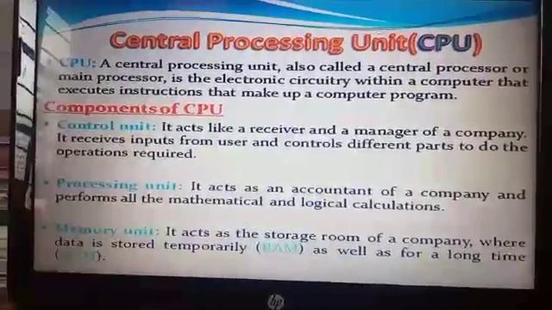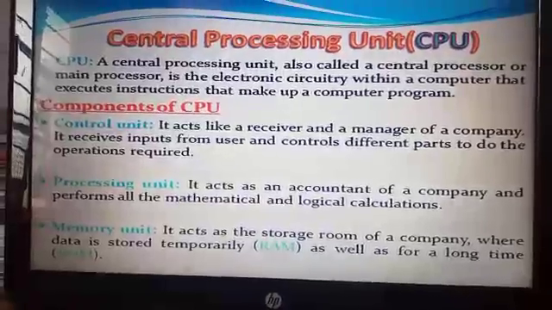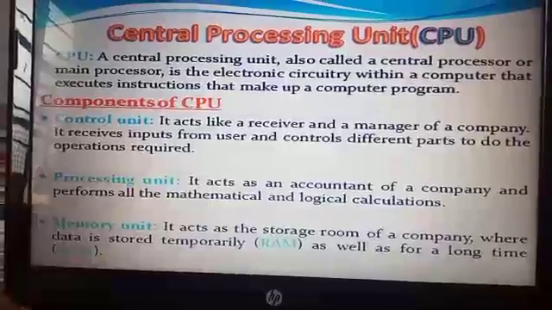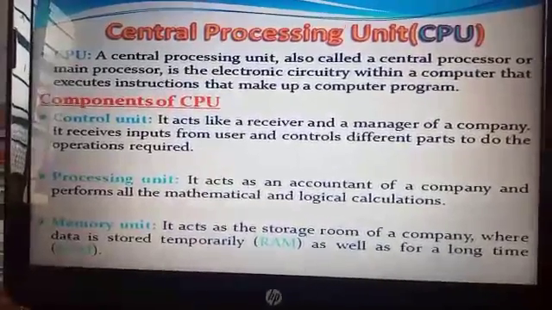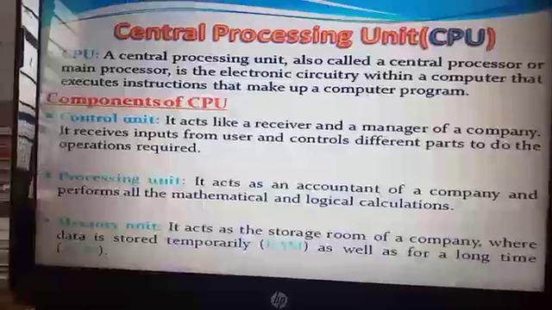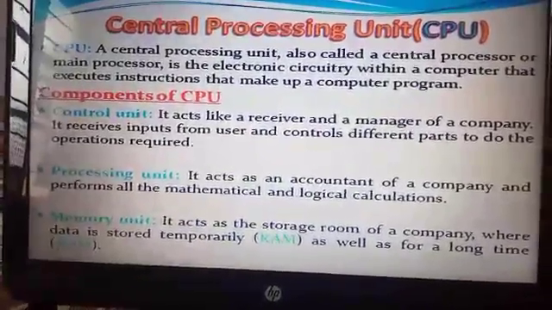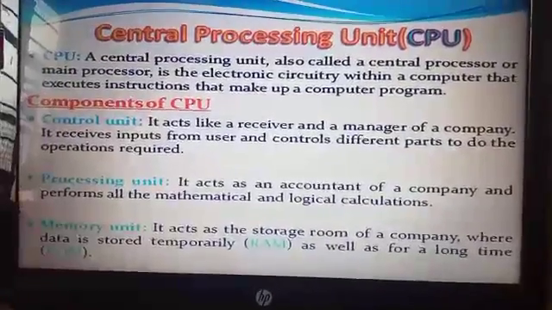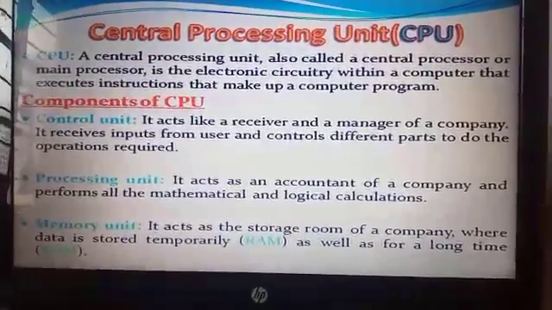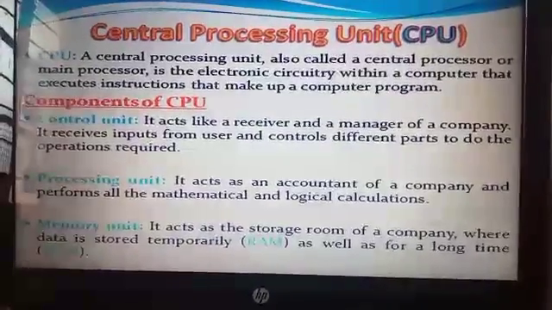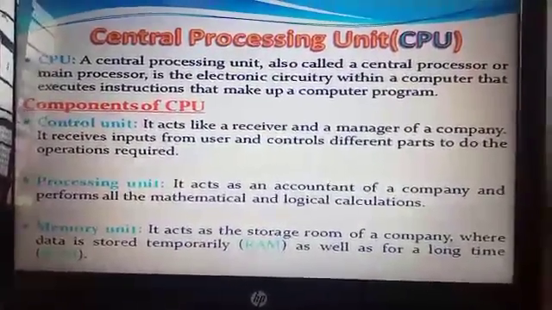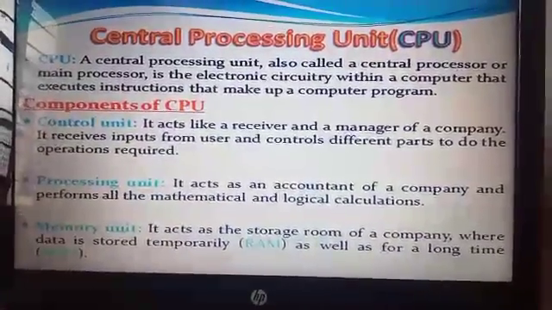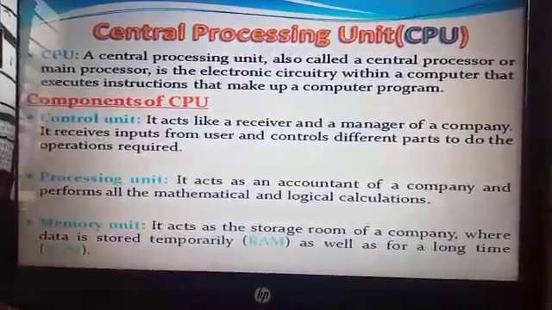First is control unit. It acts like a receiver and manager of a company. It receives input from users and controls different parts to do the operations required. Students, the control unit helps us like a manager, like a receiver of any data, any message, and manages and controls the flow of data inside a CPU.